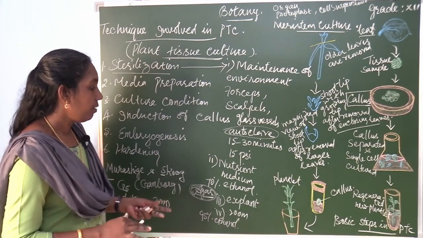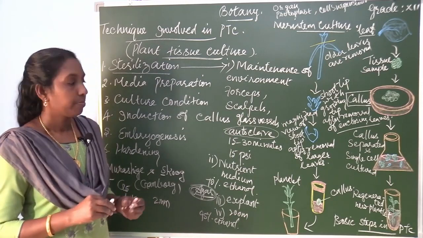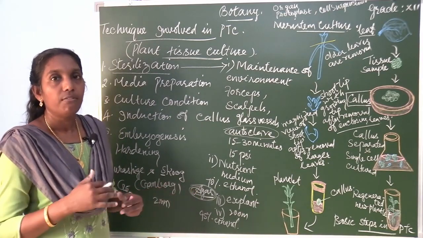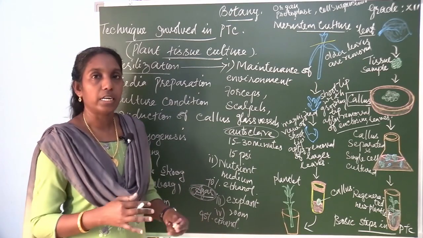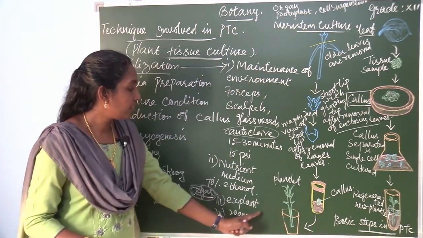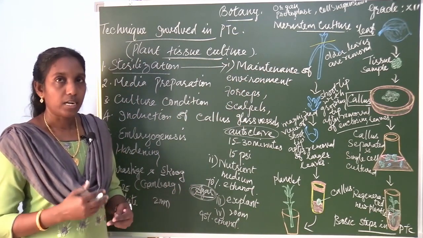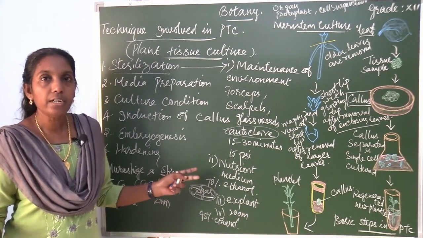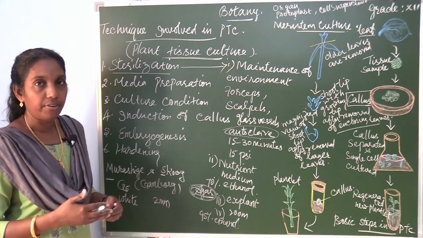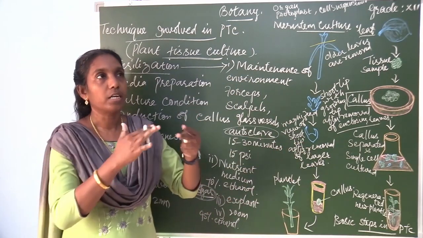Surface sterilization: then 0.2% mercuric chloride is used for surface sterilization. Finally, ethanol can be used for sterilization. So, all this sterilization is very important. What is sterilization? Sterilization is getting rid of microbes like bacteria and fungus from the tissues, the room or the environment.